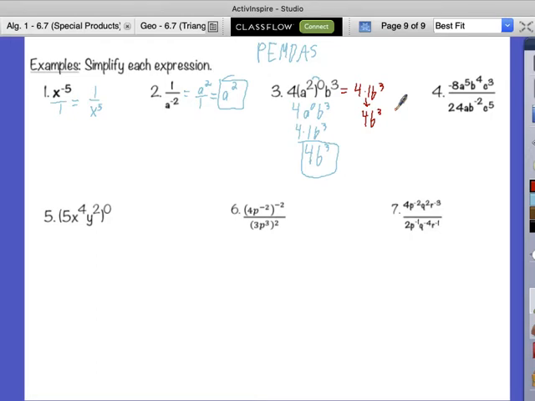Okay? On number 4 here, we got some stuff going on. We got some multiplication on the top, multiplication on the bottom, got some division going on with that fraction mark.